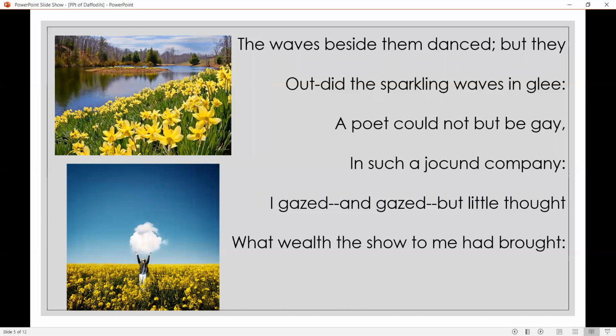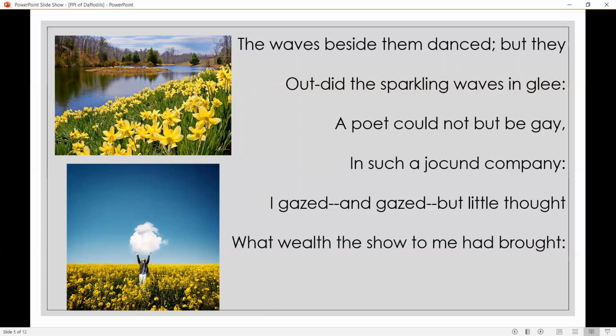The waves beside them danced, but they outdid the sparkling waves in glee. A poet could not but be gay in such a jocund company. I gazed and gazed, but little thought what wealth the show to me had brought.